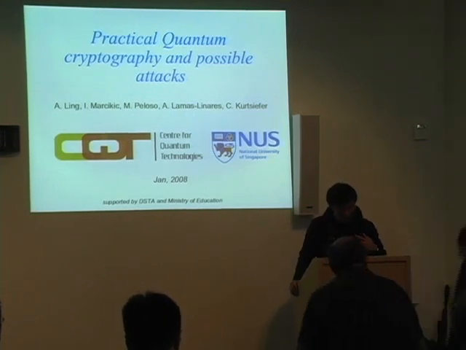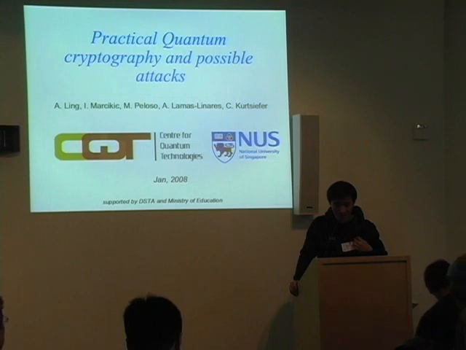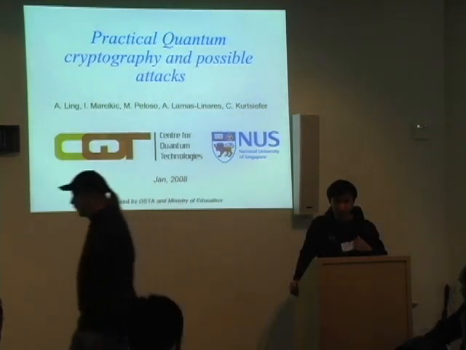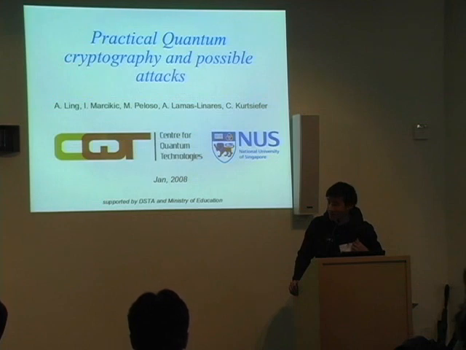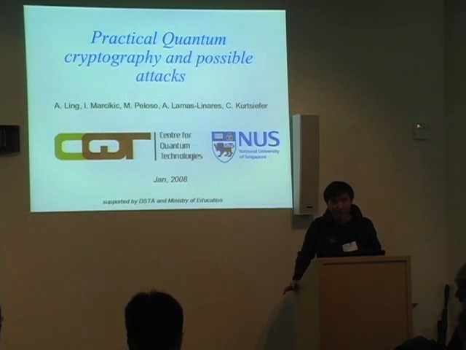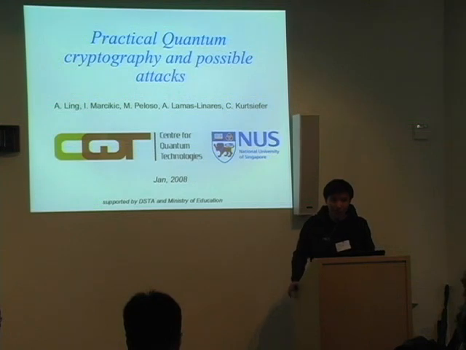Okay, I'm an experimentalist in quantum optics in the National University of Singapore. And what I do in the lab is I create something called entangled pairs of photons. Can you hear me? Yeah. Okay, right. And it turns out that these pairs of photons can be used for something called quantum key distribution. It's sometimes called quantum cryptography.